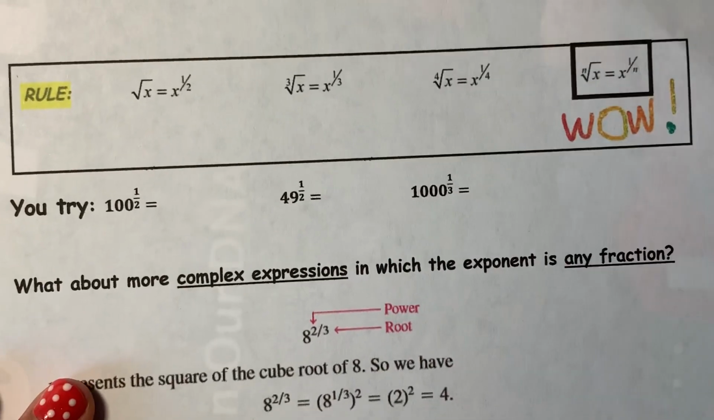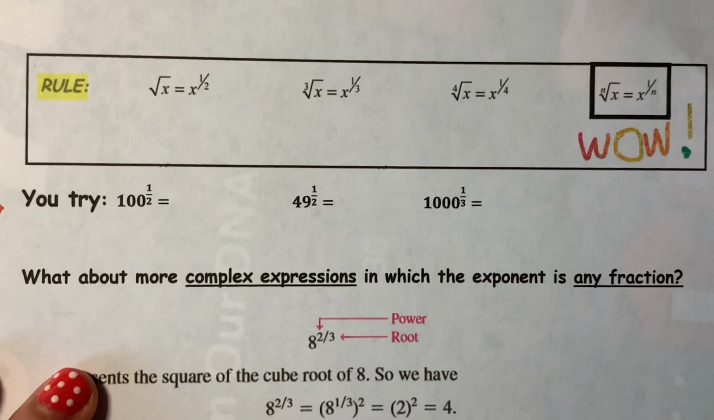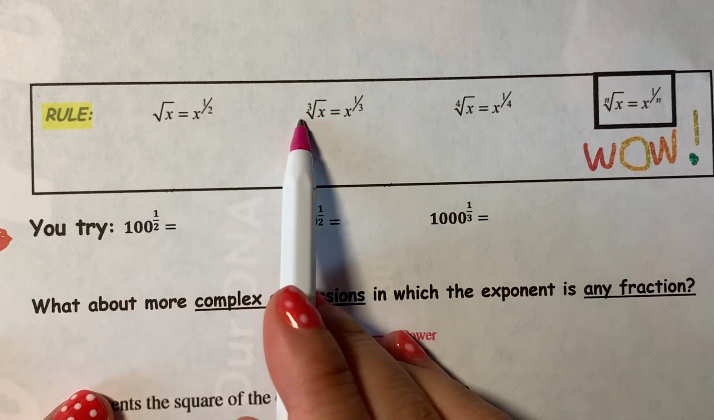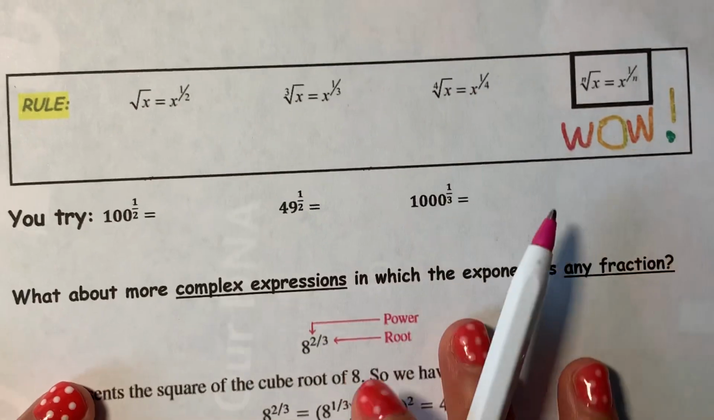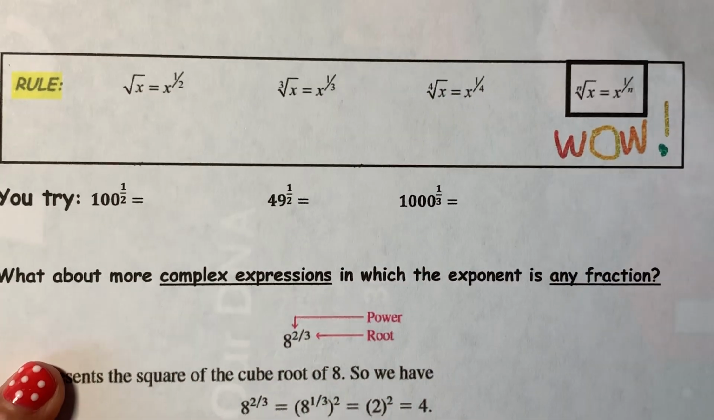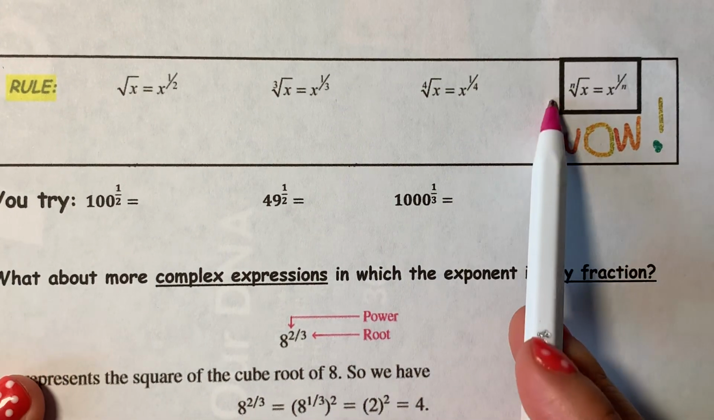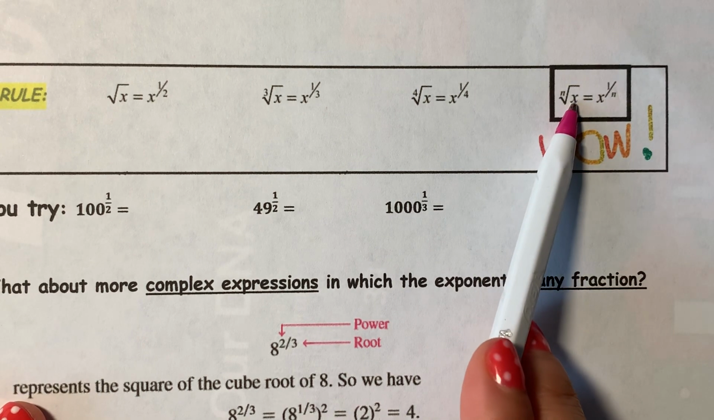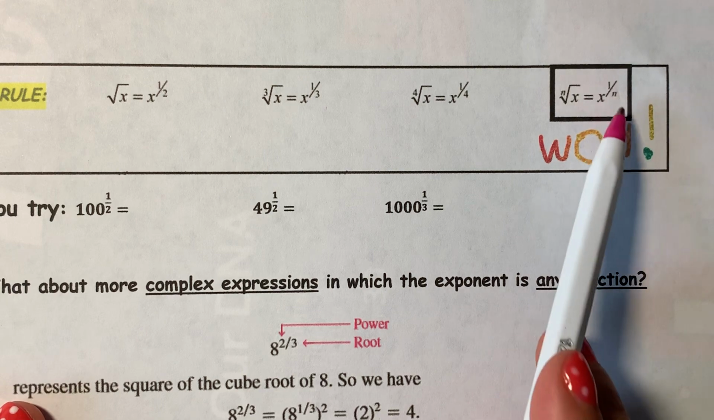The second part of the lesson has to do with the rules. Like earlier we said, square root means x to the 1/2, right? Cube root means x to the 1/3. The fourth root is x to the power 1/4. So the general rule is if you have a root number n outside of x, then that's going to be x to the power 1 over n.